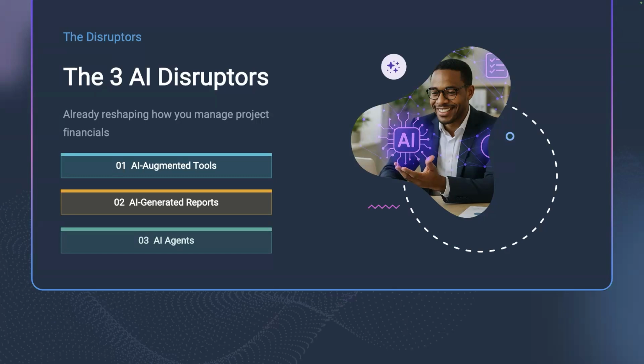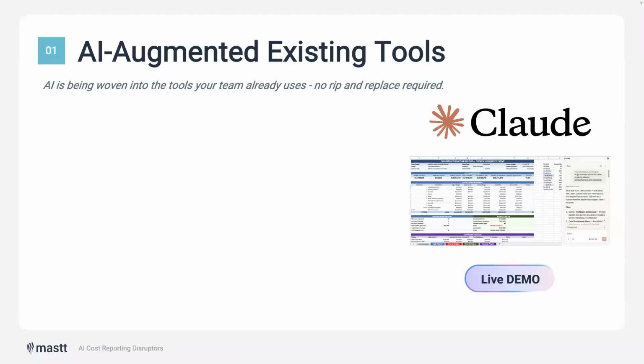And then thirdly, it's this concept of AI agents. And yeah, this is where AI really moves beyond assistance and it's actually moving into monitoring, deciding, and even acting on your behalf, which is pretty cool. And I know it's something I utilize in my workflows on a daily basis. But let's jump into the first one, the AI augmented tools, our first disruptor.